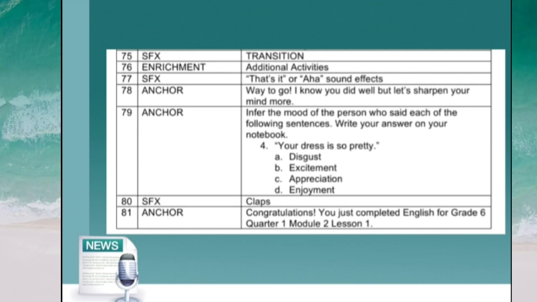Additional activities. Way to go! I know you did well, but let's sharpen your mind more. Infer the mood of the person who said each of the following sentences. Write your answer on your notebook. 4. Your dress is so pretty. A. Disgust. B. Excitement. C. Appreciation. D. Enjoyment.